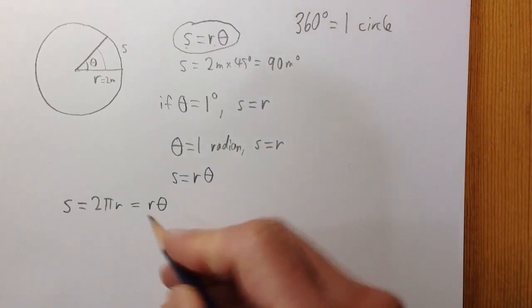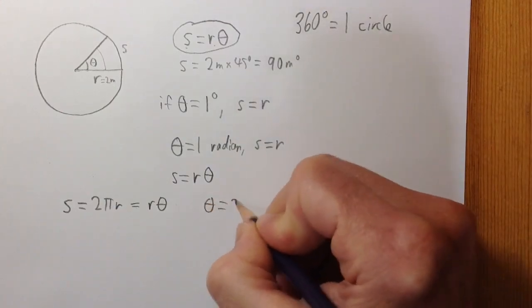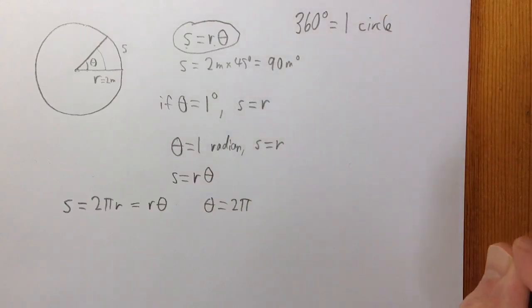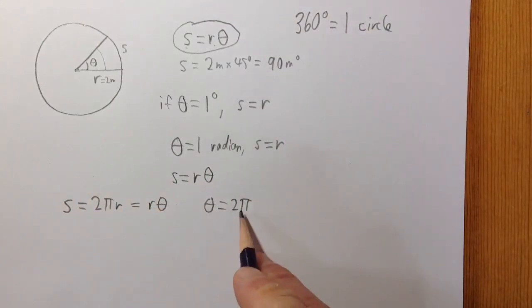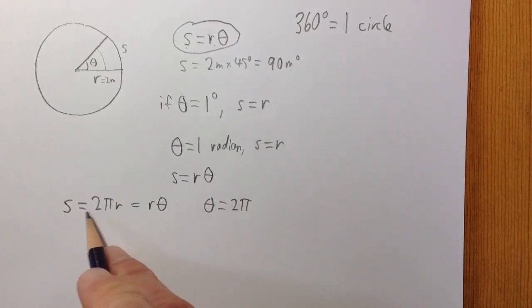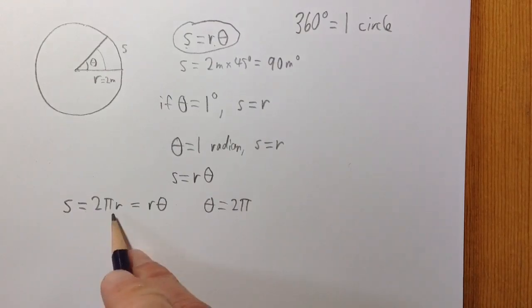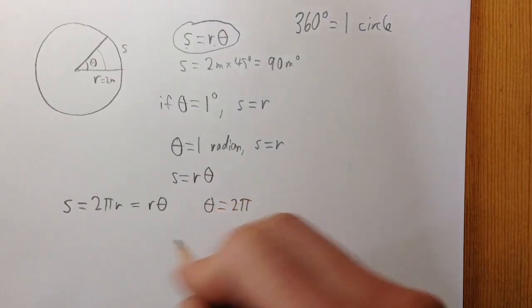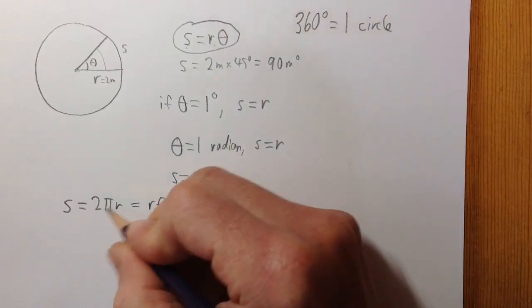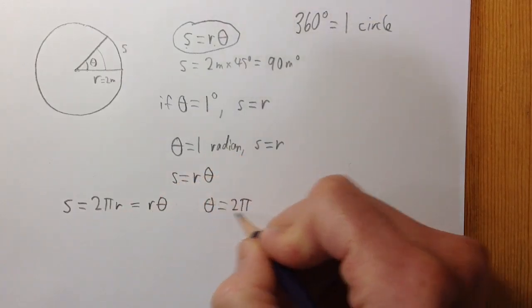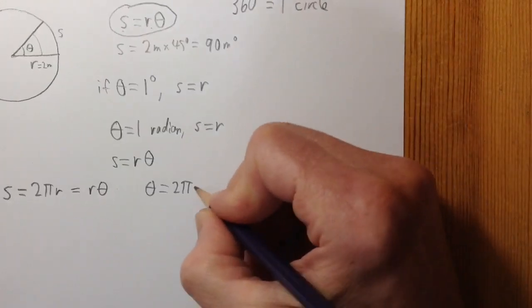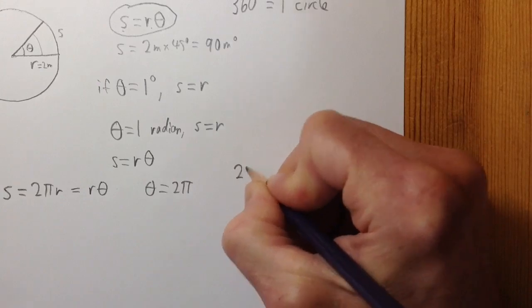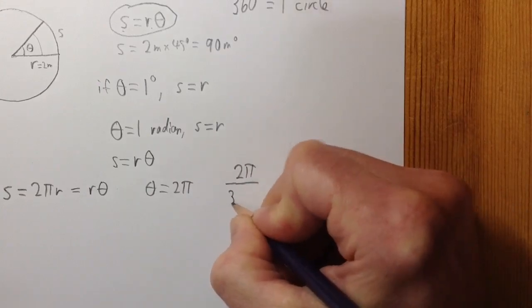Well, the r's are there, so therefore theta must be 2 pi. So a full circle would be 2 pi radians, because the distance we go is the circumference of a circle, 2 pi r. We said the distance we go, the arc length, is r theta, so there are 2 pi radians in a circle, which means that 2 pi is the same as 360 degrees.